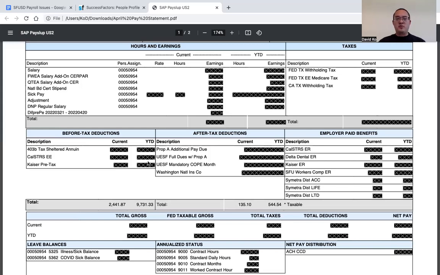I know some people, for example, have before tax deductions for their Muni Fast Pass, but the amount varied for no reason. In some cases, it was significantly more than it should have been, and that also needs to have a help ticket. This section over here on the right is the employer paid benefits.